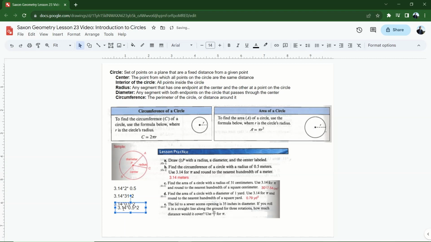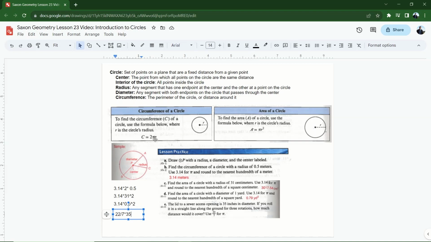Let's think about that for a second. So, if I roll it for 3 rotations, that means it's going to make 3 of its circumferences on the ground. So the way to do this one, first of all, I'm not using 3.14 for pi. It tells me to use 22/7 as an approximation for pi. Still an approximation because pi is irrational, but it's a little closer than using 3.14. So I'm going to do 22/7 times, that's pi, times the diameter, 35. That gives me the circumference.